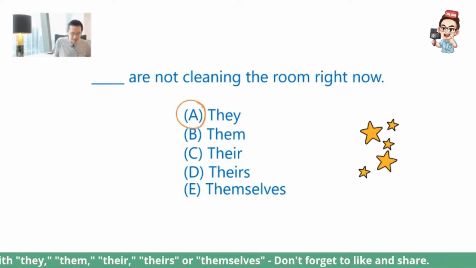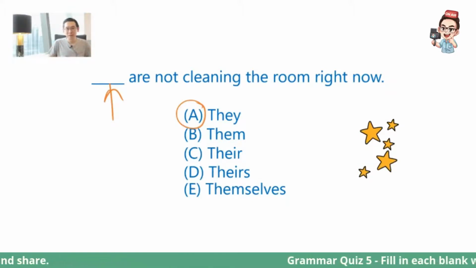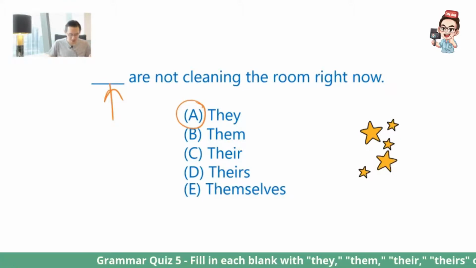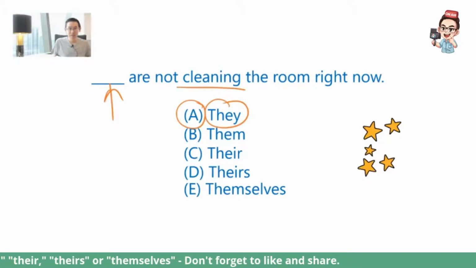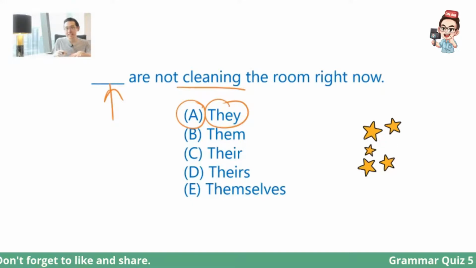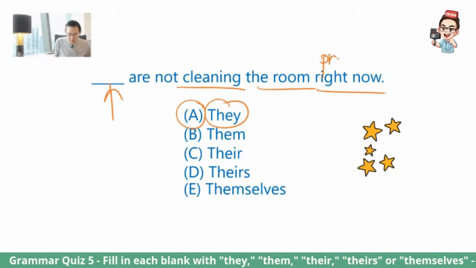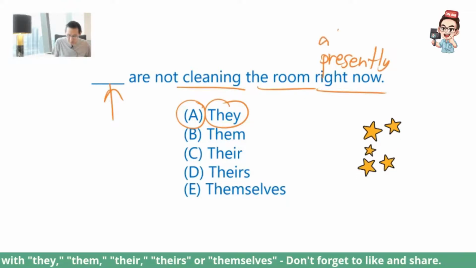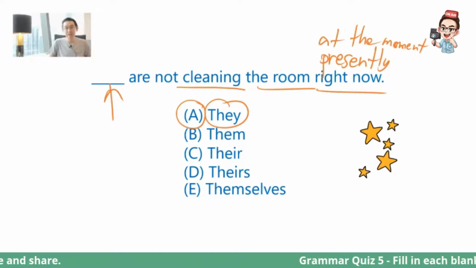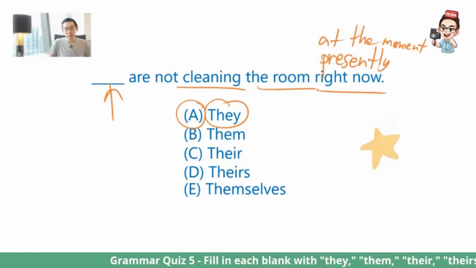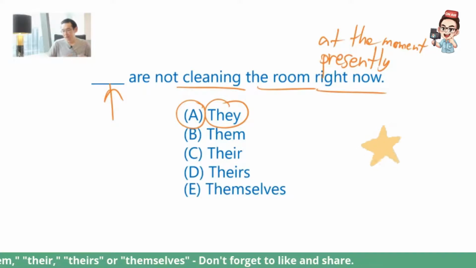So yes, the answer is they because it's at the beginning of the sentence. And in English, a statement or a normal sentence, we begin with a subject, and they is a subject pronoun. So, they are not cleaning the room right now. This group of people, they are not cleaning. If you're cleaning, it means you're trying to make a place less messy, less dirty. The room is any room, bedroom, bathroom, whatever. Right now means presently or at the moment. So this sentence tells us that this group of people are not working to make a room clean at the moment or presently. So yes, we use they. All of you got it correct, so that's great.